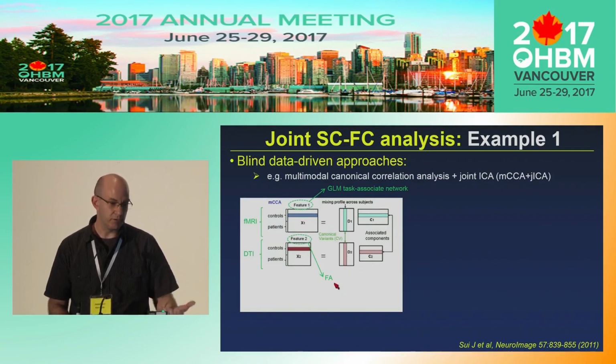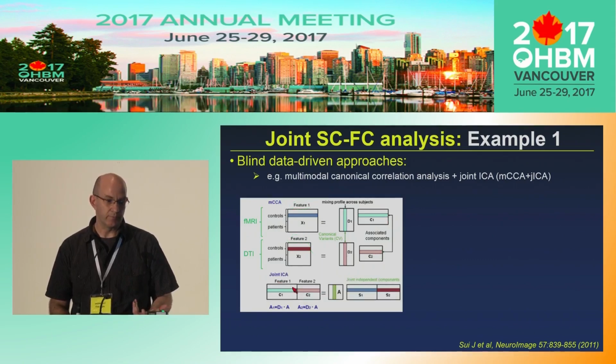They use radial diffusivity and other features too. And then you take these two features and do a multimodal canonical correlation analysis, each one with its mixing matrix, and you generate your components for the MCCA analysis. Then you take these two components, concatenate them, and do a subsequent joint ICA to separate them, and then you keep pairs of independent components associated with each other, one functional, one structural.